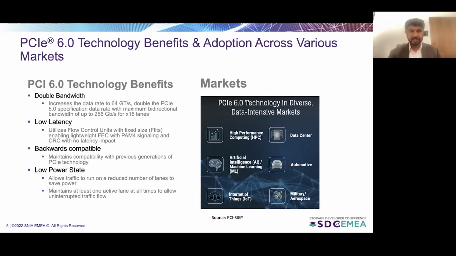It also supports low latency by utilizing flow control units with fixed sizes, which is Flit, that enables lightweight forward error correction with PAM4 signaling and cyclic redundancy check, CRC, with no latency impact. It's also backwards compatible. PCIe 6 is backwards compatible through the generations 5, 4, 3, 2, and 1. It also supports a low power state that allows traffic to run on a reduced number of lanes to save power, which is a critical feature. And it maintains at least one active lane at all times to allow uninterrupted traffic flow.